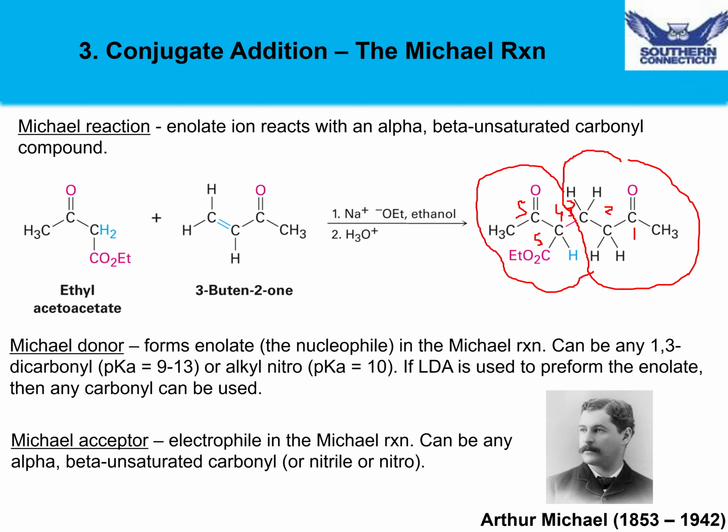Two terms that we often use with Michael reactions are Michael donor, which refers to the compound that forms the enolate. So usually we use a fairly acidic dicarbonyl compound or an alkyl nitro compound. Now, if we use LDA, we could preform an enolate from just about any carbonyl, so that's another option. The Michael acceptor would be the electrophile in the reaction. It is typically an alpha beta unsaturated carbonyl or an alpha beta unsaturated nitrile or an alpha beta unsaturated nitro compound.